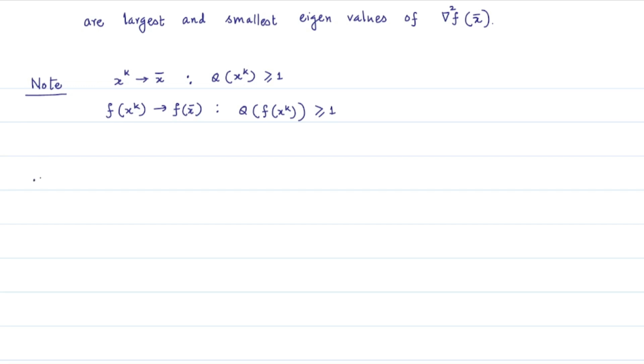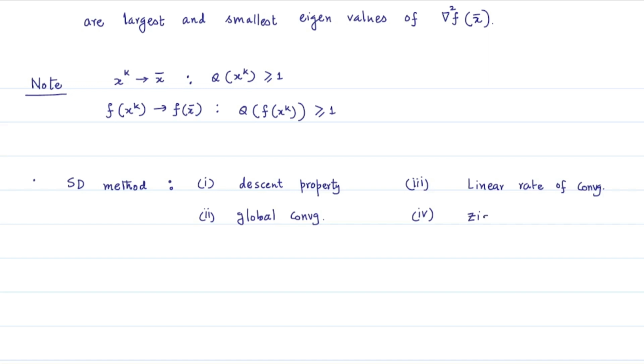So I write here that the steepest descent method has the good properties that it has the descent property and it is globally convergent, but the bad properties are that it has a linear rate of convergence, and as it has the zigzagging phenomenon, the method is badly affected by an ill-conditioned Hessian.